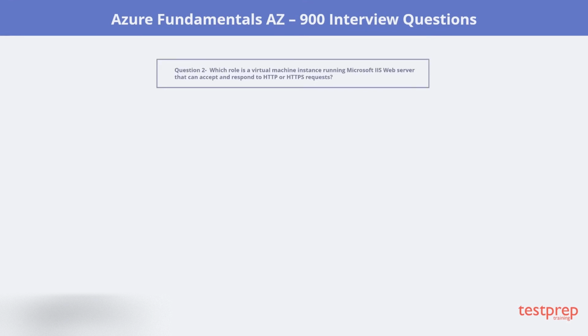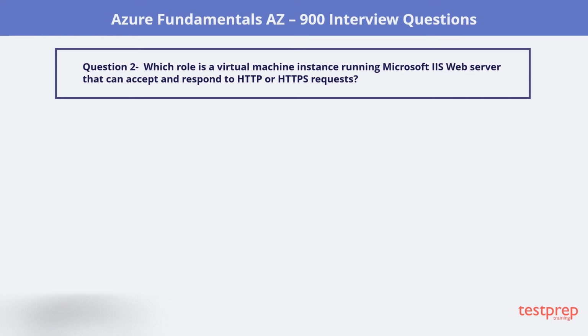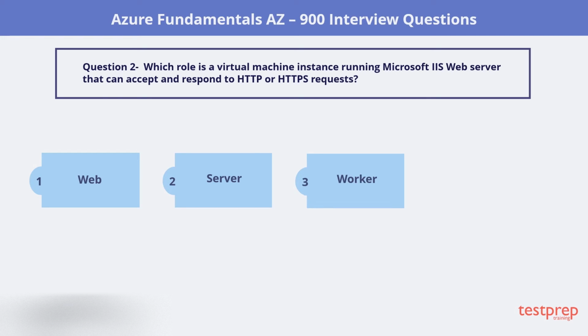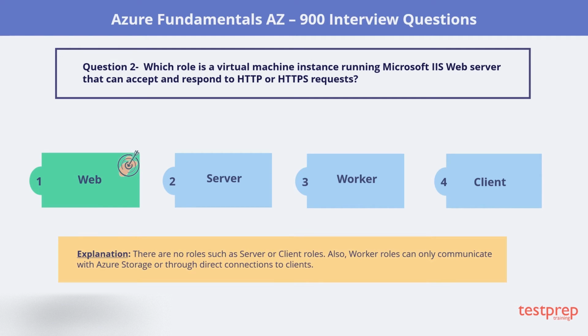Question 2. Which role is a virtual machine instance, running Microsoft Internet Information Service web server, that can accept and respond to HTTP or HTTPS requests? A. Web. B. Server. C. Worker. Or D. Client? The answer would be A. Web. There are no roles such as server or client roles. Also, worker roles can only communicate with Azure Storage or through direct connections to clients.